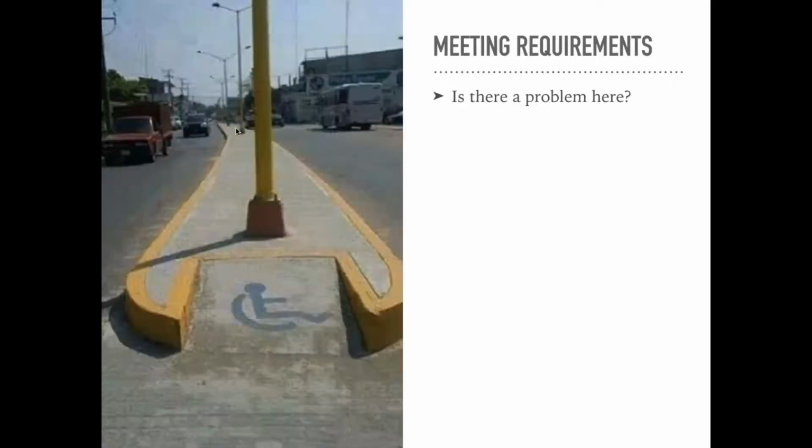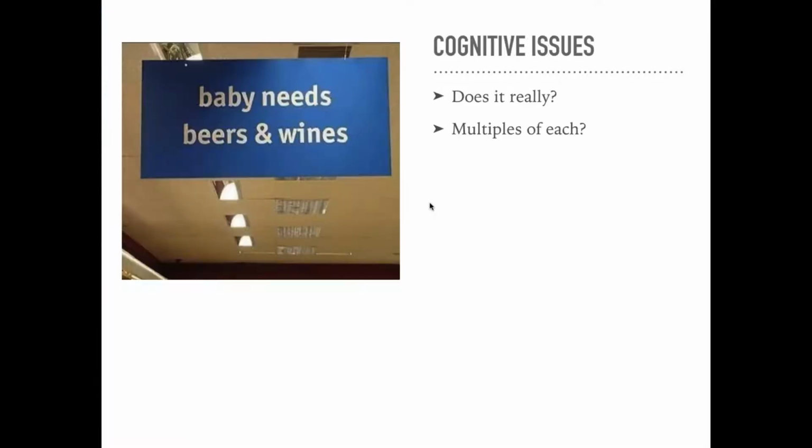So let's talk a little bit about meeting requirements. Just to the requirements. Does anybody see a problem here? I mean, yes, it does meet the requirement. It does have a ramp to get onto the island there, but you'll notice that it's not terribly helpful. Also, when you use words together in a way that's not specifically clear, for some people, they're not going to be entirely sure that it means what it thinks it means. So, does our baby need beer and wine? Do they need multiples of each?